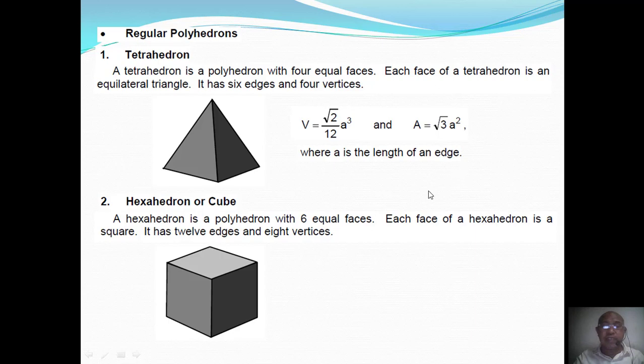So if a is the length of the edge, then of course we know already the volume, that is equal to a cubed, and the surface area, that is equal to 6a squared. Okay, so it has 12 edges. Let's count. 1, 2, 3, 4, 5, 6, 7, 8, 9, 10, 11, 12. Okay, so we have here a hexahedron or a cube.